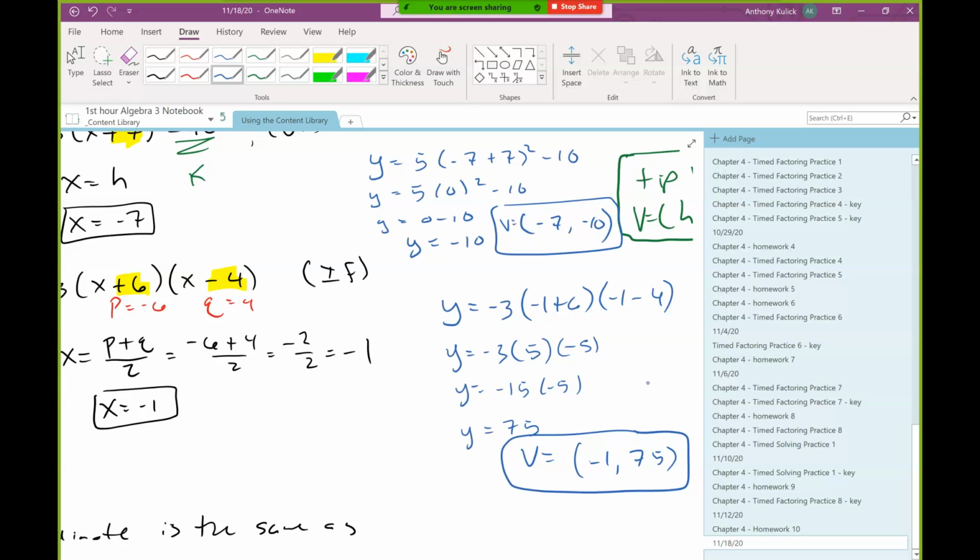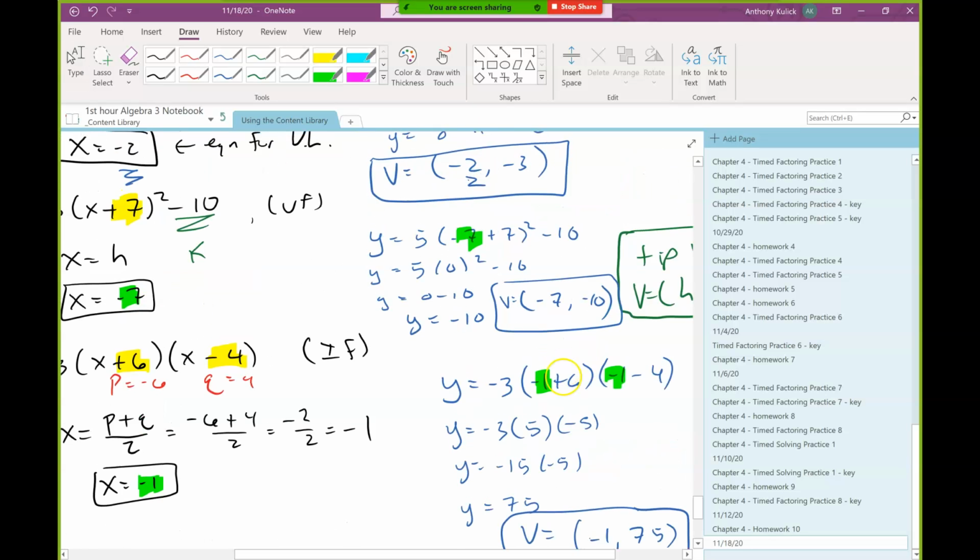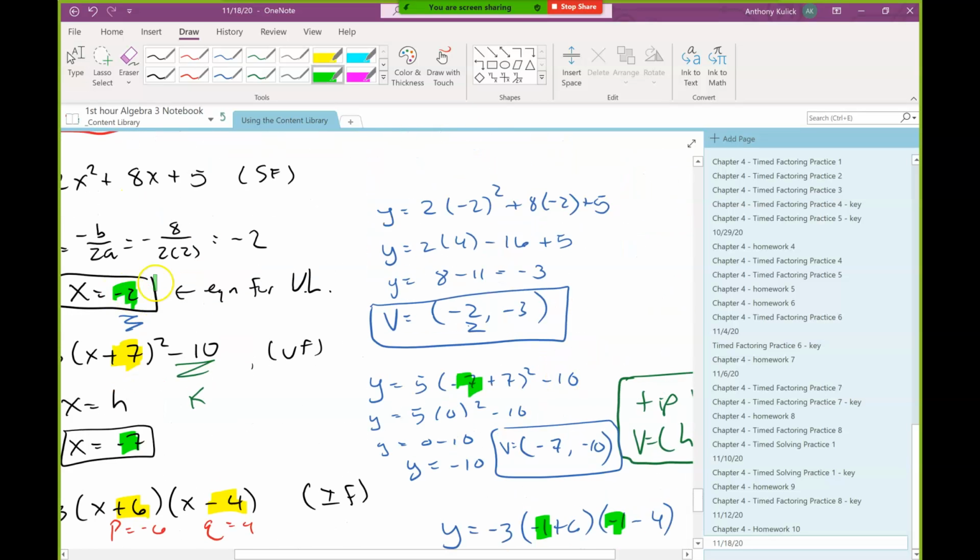Any questions on any of these? Mr. Kulik? Yes. So for the one that we just did within the blue, are you just taking the x value from the previous equation and plugging it in for the x to find the y value? Yeah, that's correct. I'm just taking the axis of symmetry answer and plugging it in for x. Yep, that's exactly what we did. Thank you. No problem. We'll do some highlighting just to make that a little more obvious.